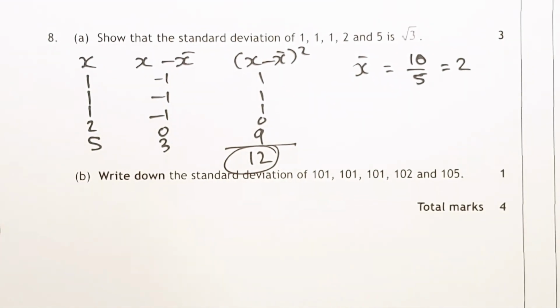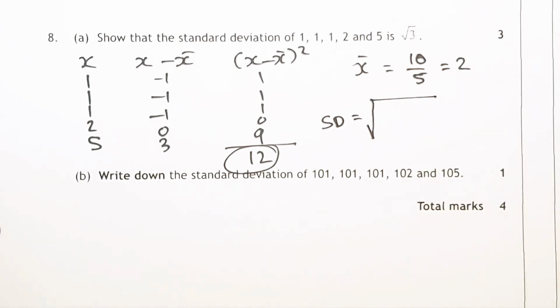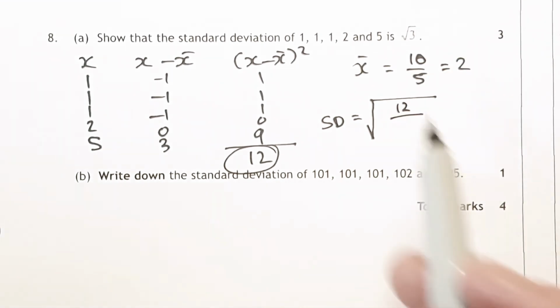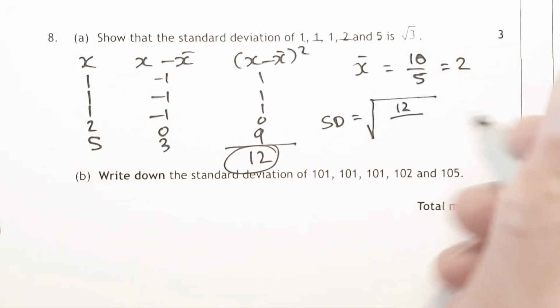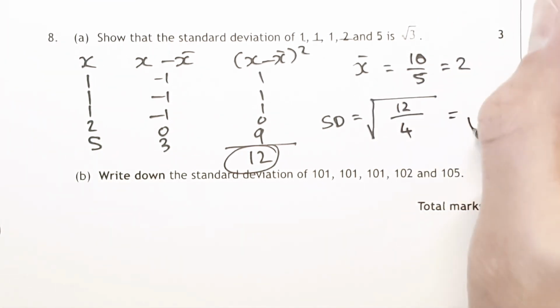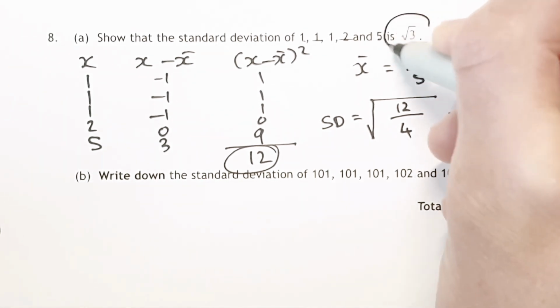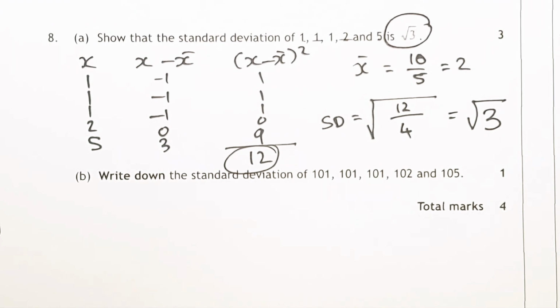Now the standard deviation formula is, standard deviation is the square root of the sum of x minus x bar squared. That's just that column added up, which gives us 12, over n minus 1. Well, there are 5 items of data, so n is 5. 5 take away 1 is 4, so it's 12 over 4. And 12 over 4 is just 3. So it's the square root of 3. And we can just leave the answer as that, because that's what it's asked us to show, that the standard deviation is equal to the square root of 3.